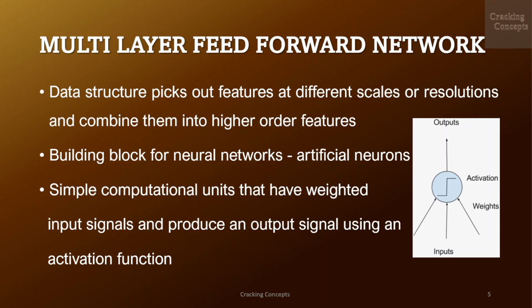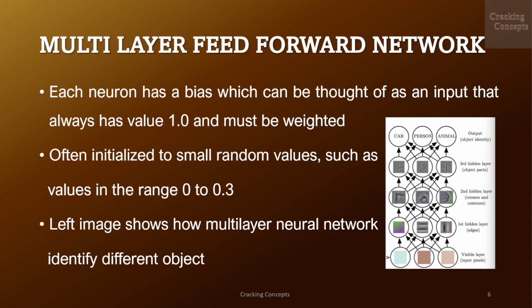Now, the building block of neural networks are artificial neurons. These are simple computational units that have weighted input signals and produce an output signal using an activation function. Each neuron has a bias which can be thought of as an input that always has a value 1.0 and it must be weighted. Weights are often initialized to small random variables such as values in the range 0 to 0.3.